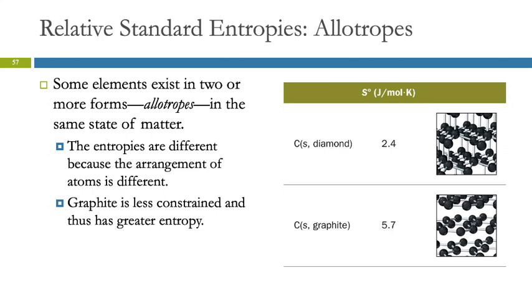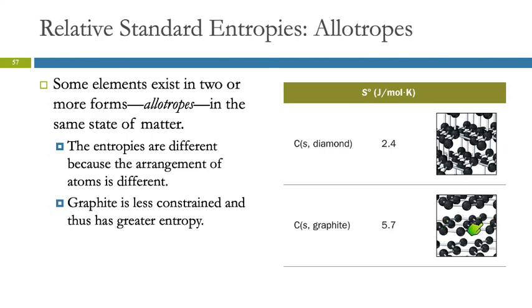Here are the allotropes, graphite and diamond. The entropies are different because the arrangement of the atoms is different. So a diamond has lower entropy than graphite. Graphite has carbon atoms that are less constrained.